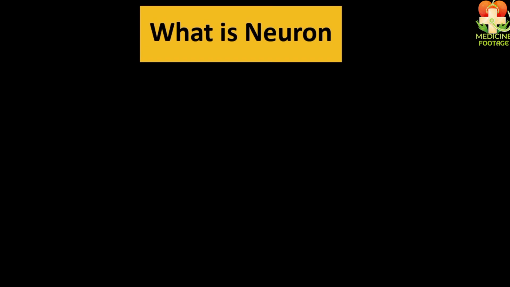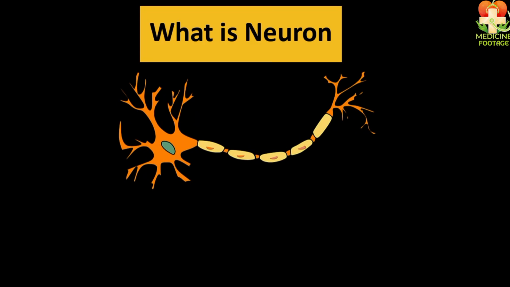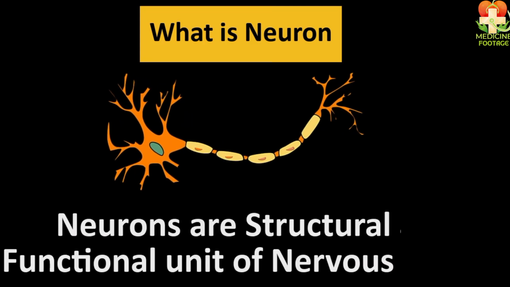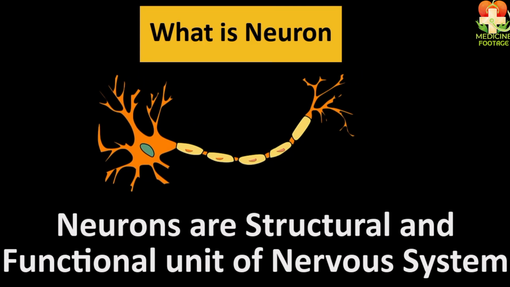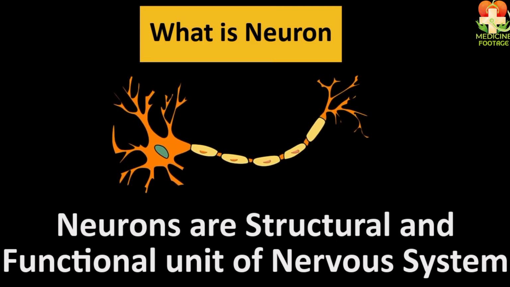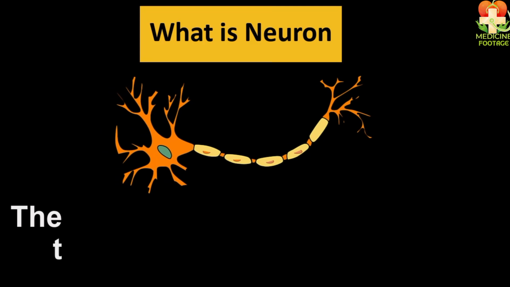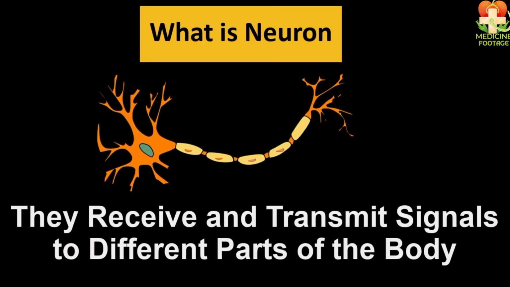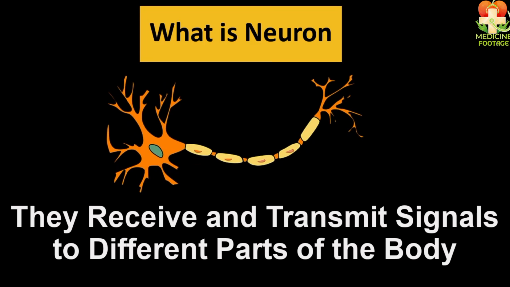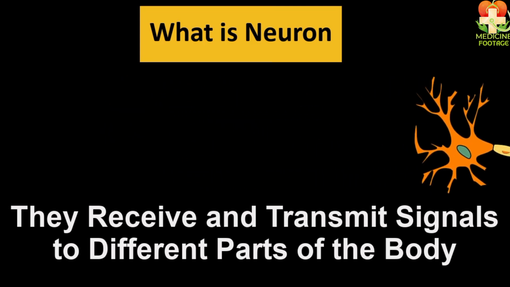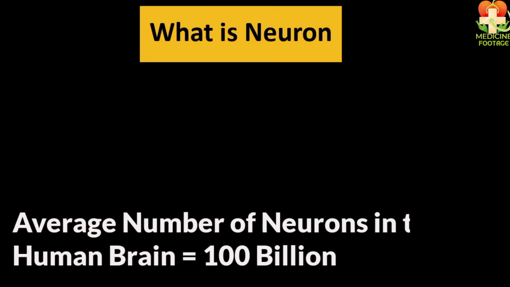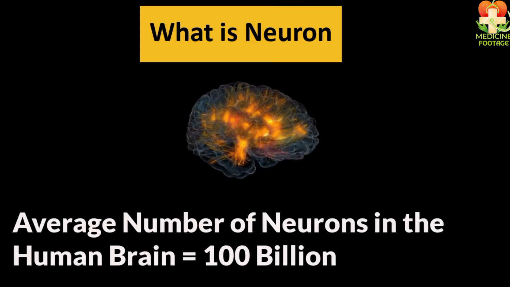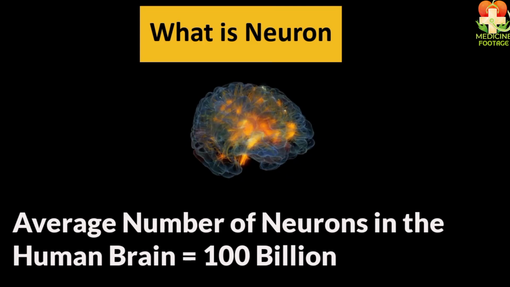First of all, let's understand what neurons are. Neurons are the structural and functional units of the nervous system. In other words, a neuron is the basic unit of the nervous system. Neurons receive and transmit electrical impulses to different parts of the body. Do you know that our body contains about 100 billion neurons? Meaning the average human brain has approximately 100 billion neurons.